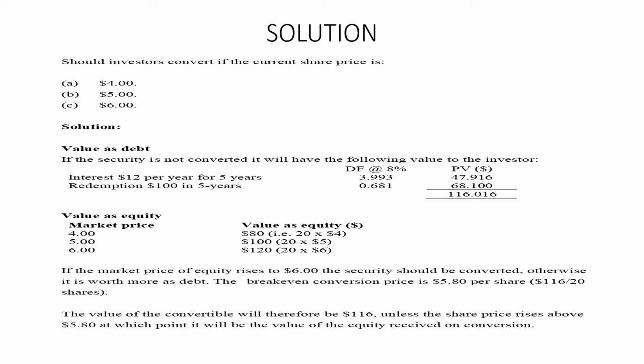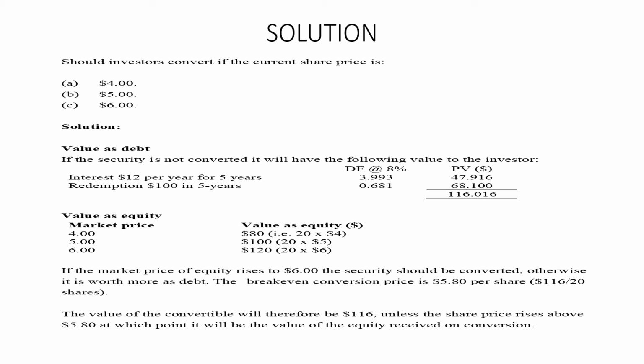And the redemption, which is $100 after 5 years, we can use the simple present value formula: $100 divided by 1.08 to the power 5, so we get 68.100. We add both of them and we get 116.016. That is the value when we have not converted that note into shares or common stock.